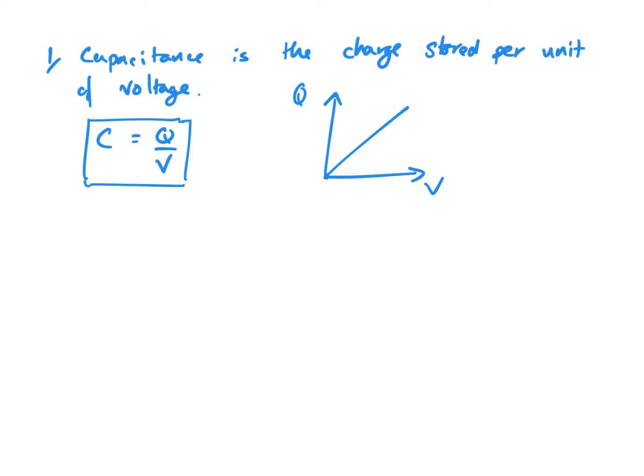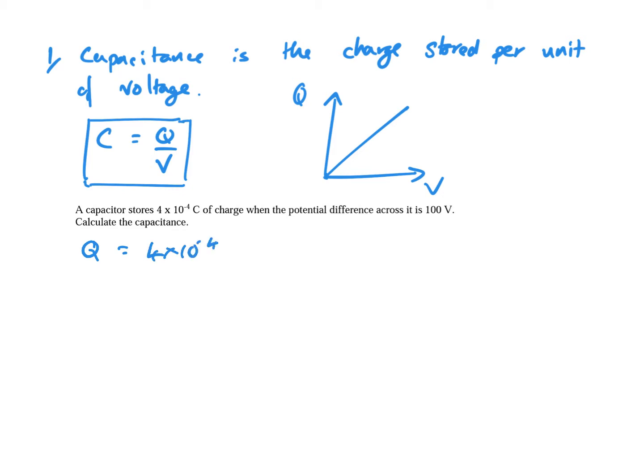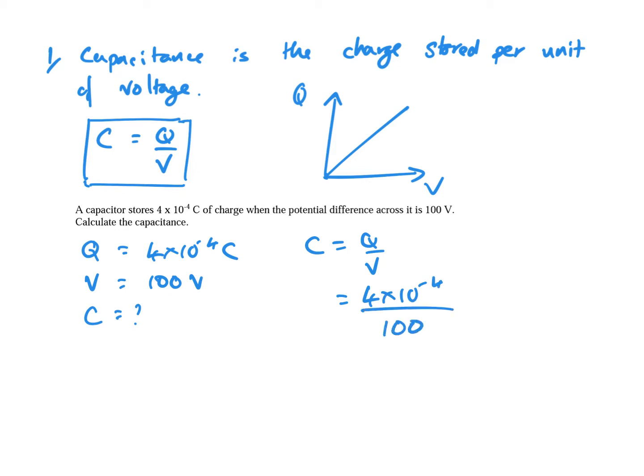Now we'll do a quick worked example. We're given that the charge is 4 times 10 to the minus 4 coulombs, and the voltage is 100 volts. And we've been asked the capacitance. C equals Q over V, 4 times 10 to the minus 4 over 100 equals 4 times 10 to the minus 6 farads.